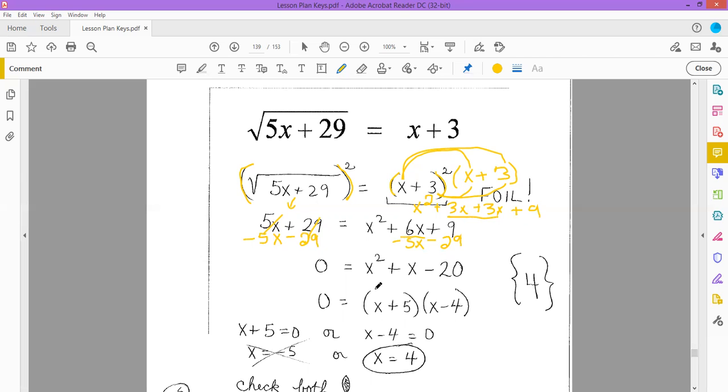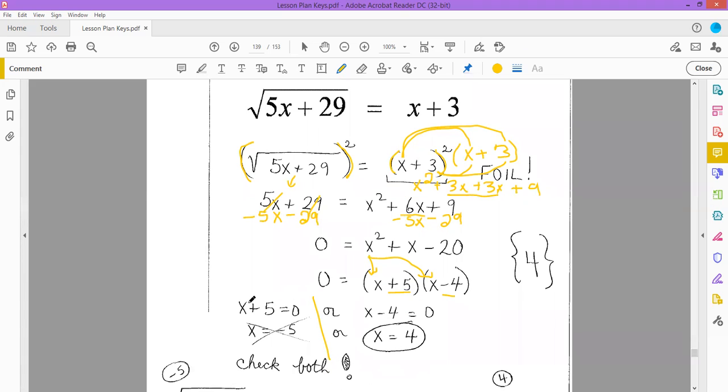We factor this trinomial. We're using x and x to factor x squared, and we're using positive 5 and negative 4 to factor negative 20. Now we set both of those factors equal to 0. x plus 5 equals 0, or x minus 4 equals 0. Now we see when we solve these equations, we get positive 4 or negative 5, but that negative 5 doesn't work again. So our only solution would be x equals 4.